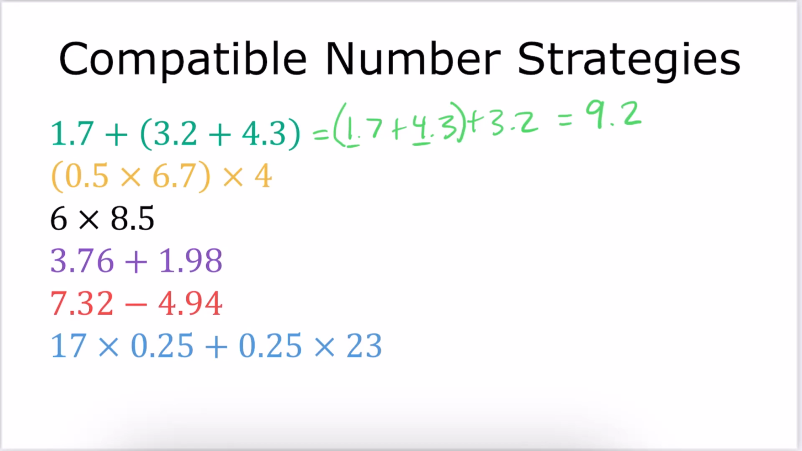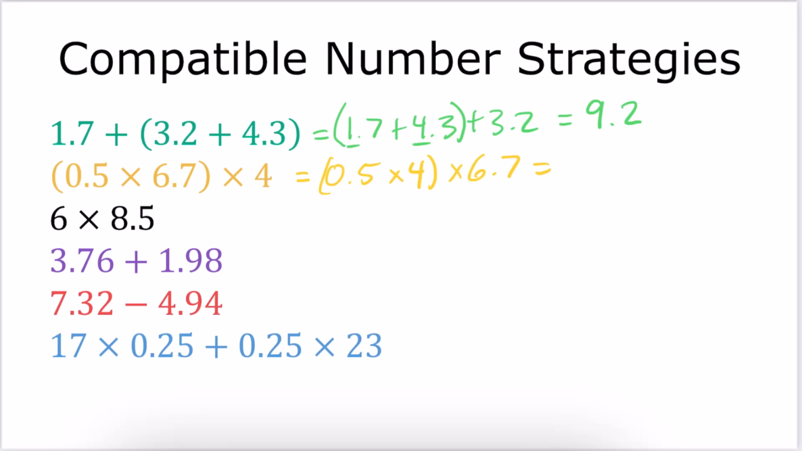You can also use this same principle with multiplication. So like if you had 0.5 times 6.7 times 4, well, it would be easier if we thought about this as 0.5 times 4, because 0.5 is a half, and 1/2 times 4 is just 2. So if we thought about it as 0.5 times 4 times 6.7, well, that would just be 2 times 6.7, and 2 times 6 is 12, 2 times 7 is 14.